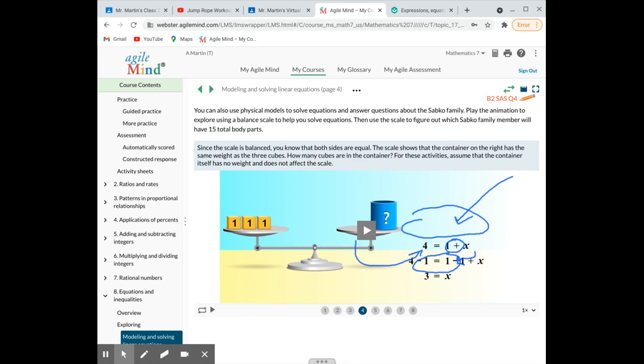Okay, so this is basically exactly what we said a while ago. We said that the scales balance. We know both sides have to be equal. It says the scale shows that the container on the right has the same weight as the 3 cubes. So how many cubes have to be in the container? 3. Yeah.